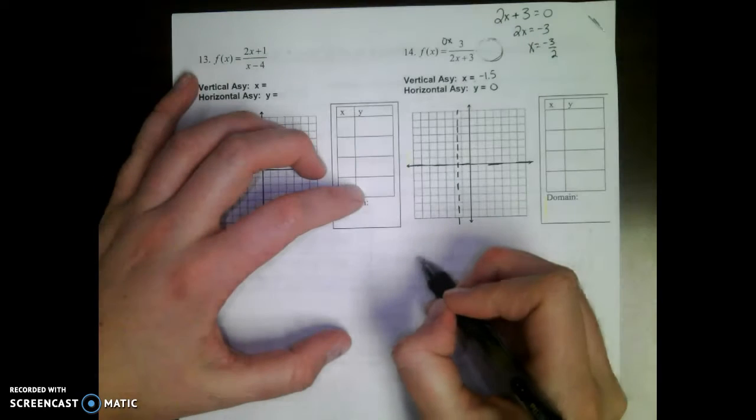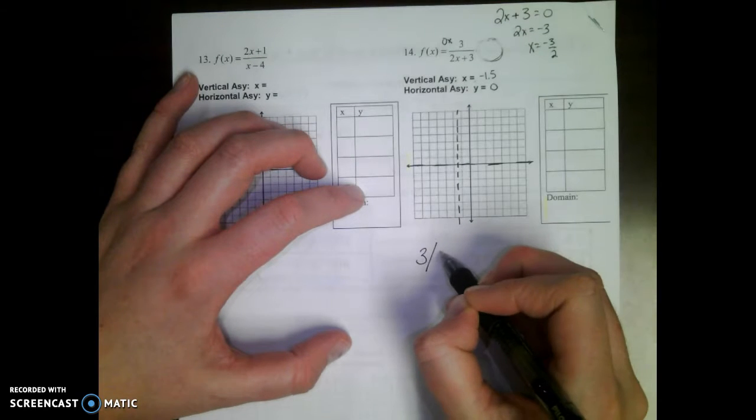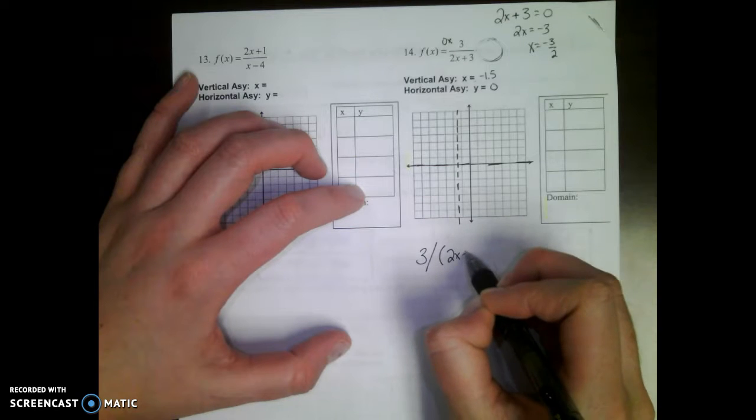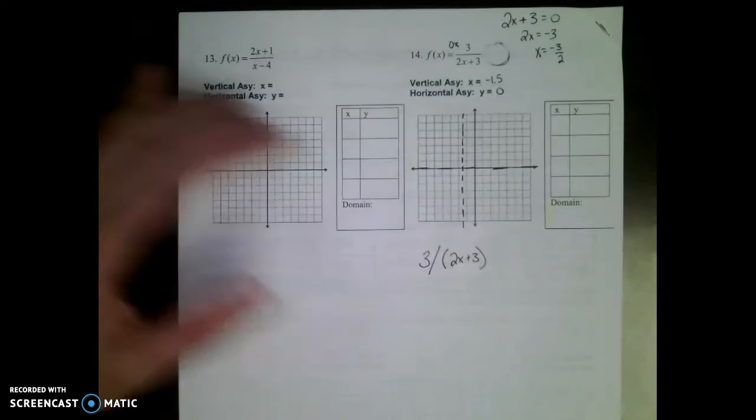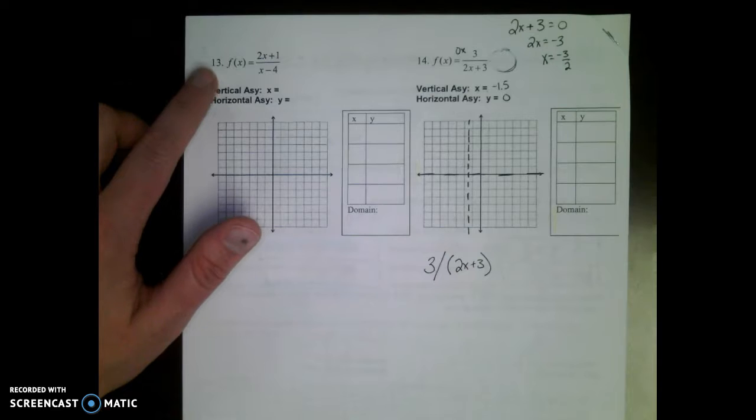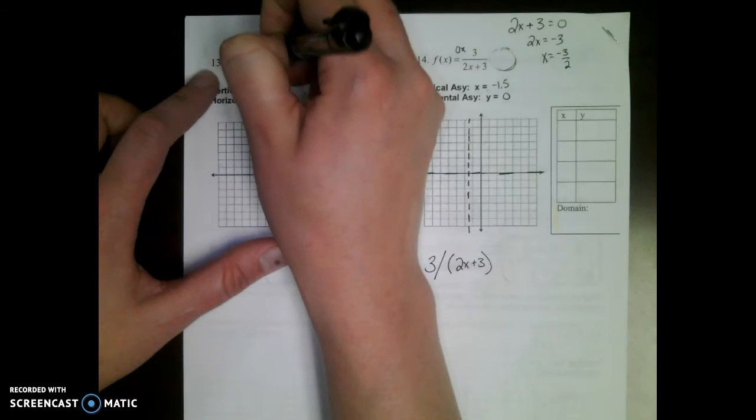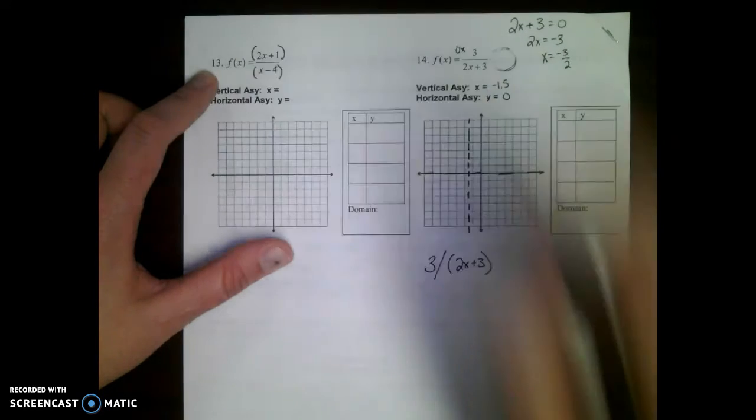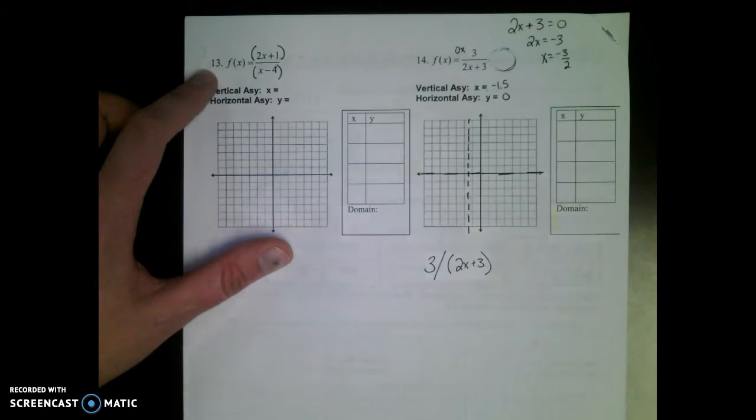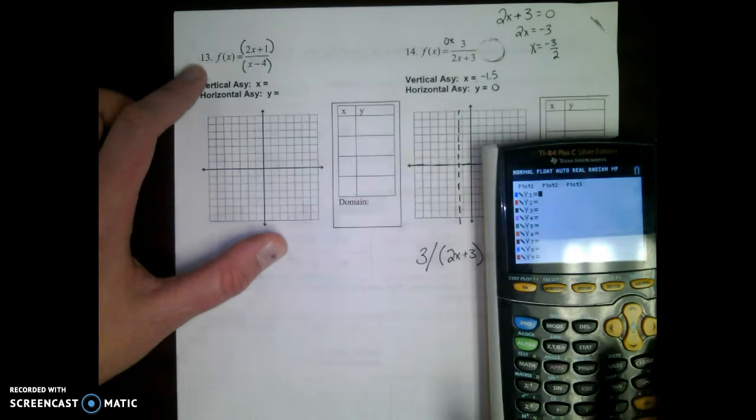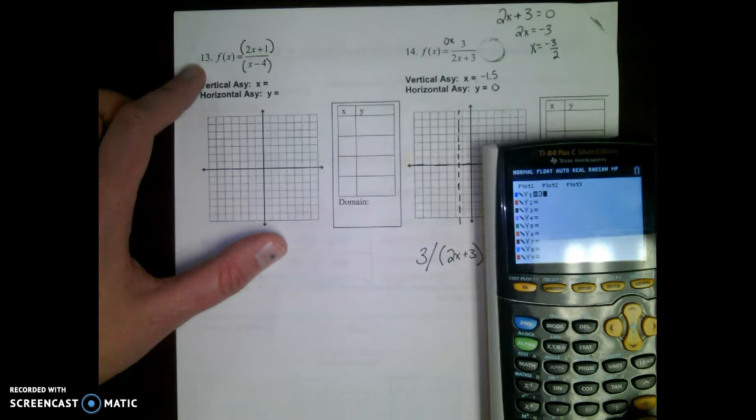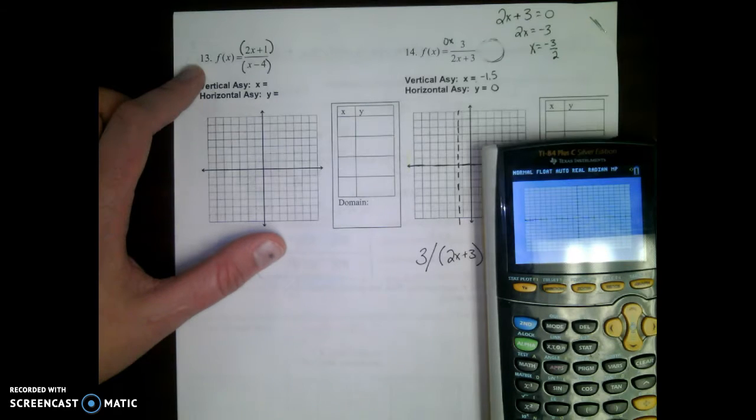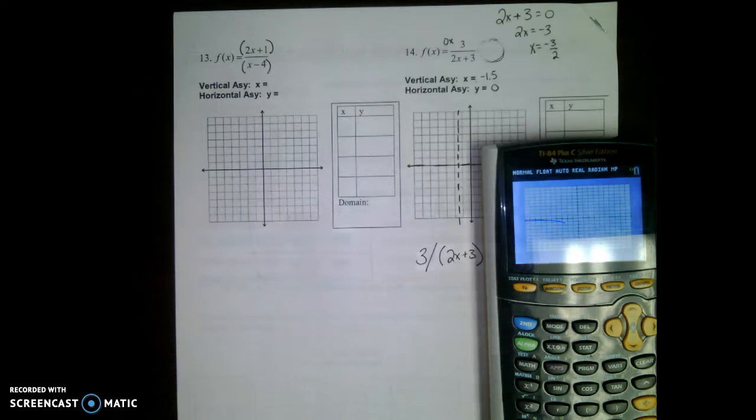When you enter this in your graphing calculator, you're going to do 3 divided by parentheses 2x plus 3. If you were entering number 13 into the graphing calculator, you would want to put parentheses around the entire numerator and the entire denominator. So y equals 3 divided by parentheses 2x plus 3. If we want to graph it to verify our asymptotes, we can, or we can go straight to the table.